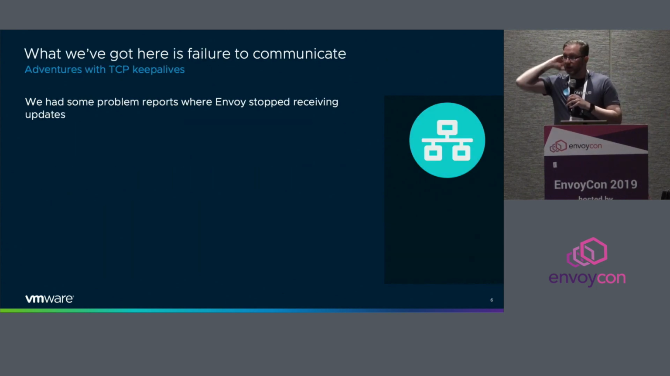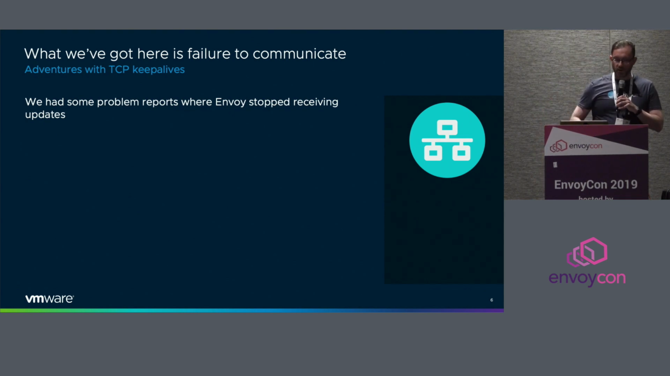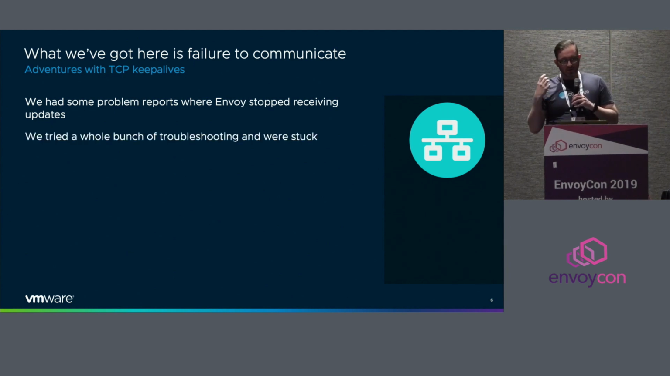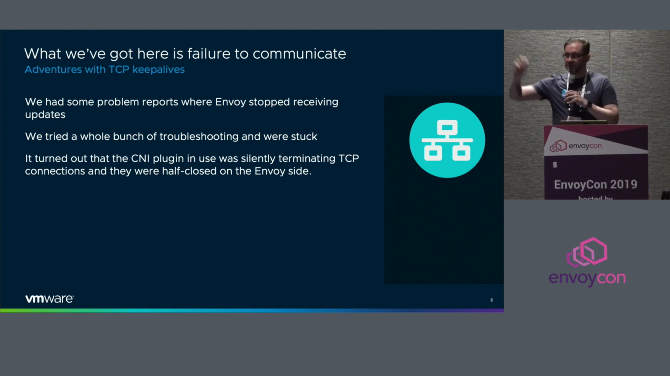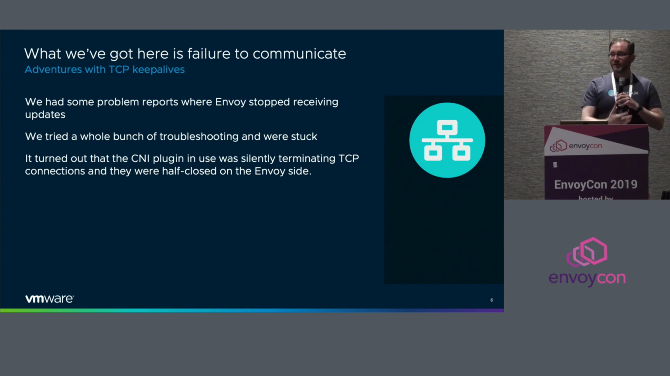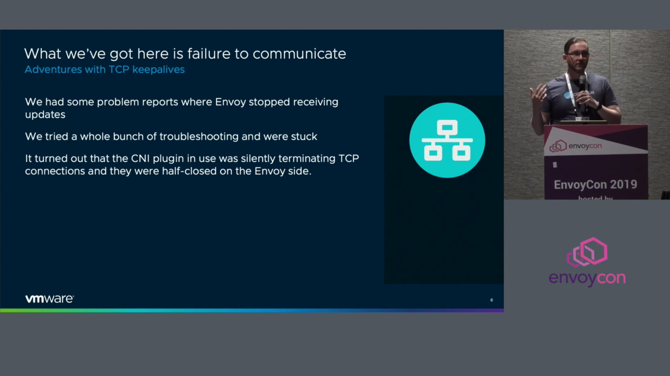This one was really weird. We really did have a failure to communicate. We had weird problem reports where Envoy would just stop receiving updates from Contour. We were pulling our hair out, wondering what was going on. We just couldn't find the cause of it. It turned out they were using a CNI plugin that would drop long-running idle TCP connections. In the case of the Envoy to Contour gRPC connection, if there were no config changes happening, then that is an idle TCP connection. And so sometimes the CNI would just decide it didn't need that anymore.